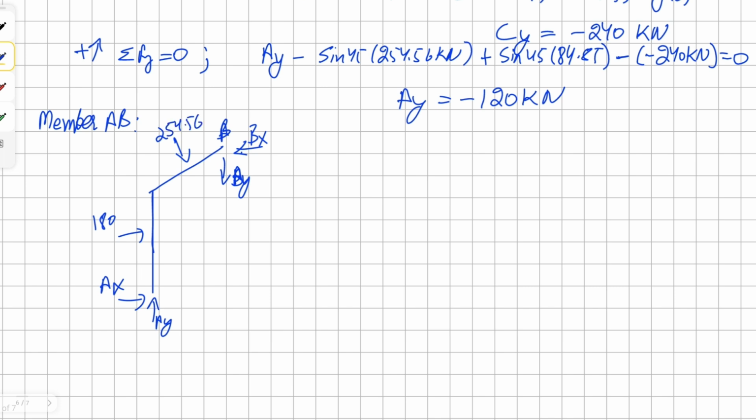All right, so let's take a moment at B, because B doesn't have any known value for its directions. You want to take moment at points where there isn't any information available, so that you can solve for those easily.